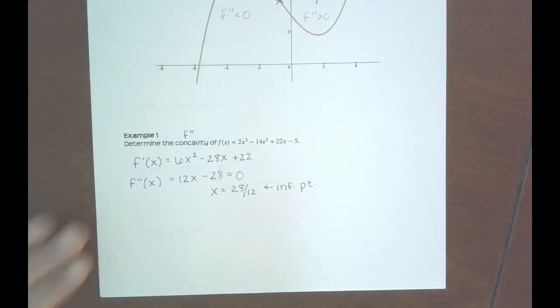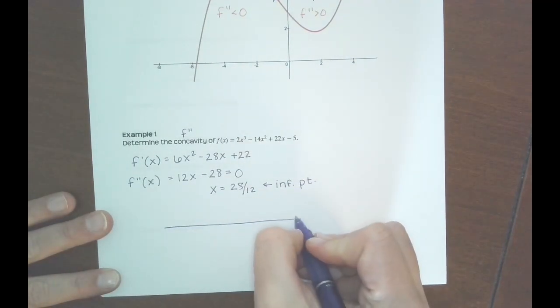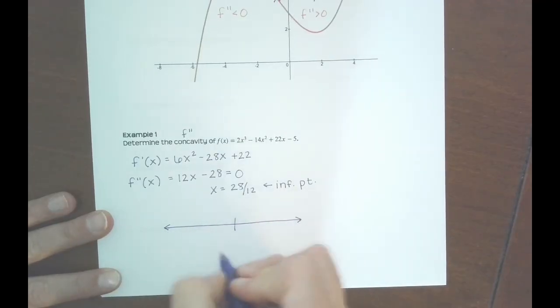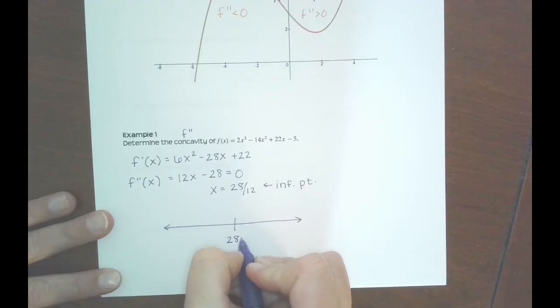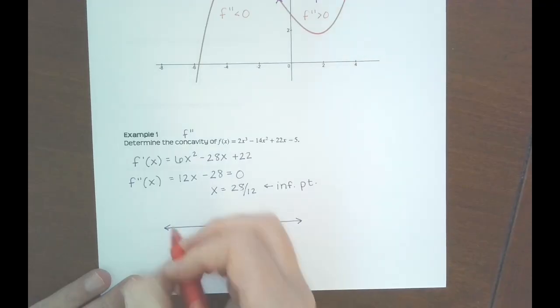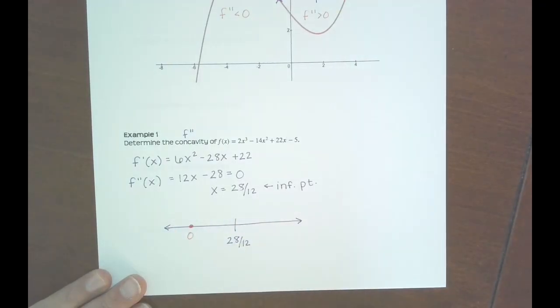So that's where I know my concavity will change from one to the other. So we need to figure out, what is my second derivative doing on either side of that inflection point? So here's that inflection point. And just like we did before, I'm going to use test points. So I'm going to pick something smaller than 28 over 12. My favorite thing would be 0, right?